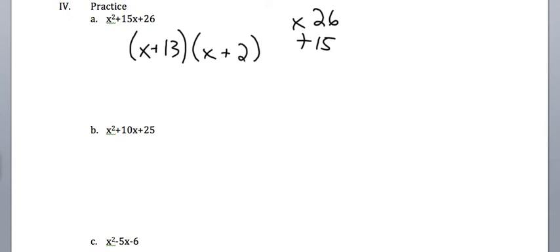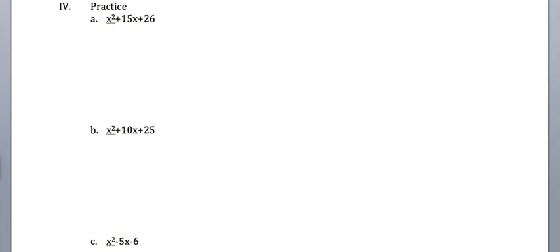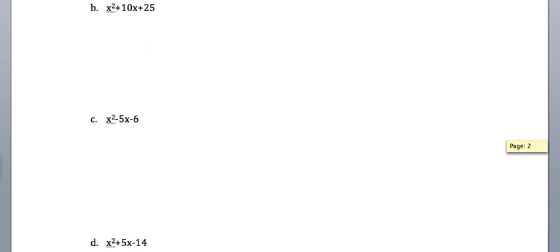Now, if you want to check your work, multiply these back out. If we multiply them back out, we get x squared plus 2x plus 13x plus 26, which is x squared plus 15x plus 26. Okay? So try this same pattern with the rest. The only thing that you need to be careful of is if there's subtraction before a number, that counts as a negative number. So try factoring these last three quadratic trinomials, pause, and then come back.